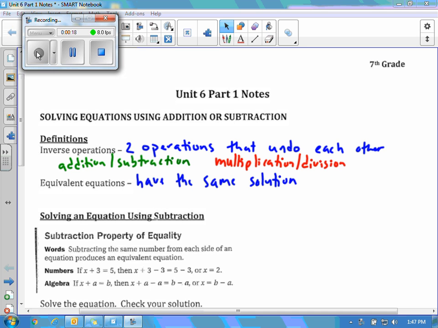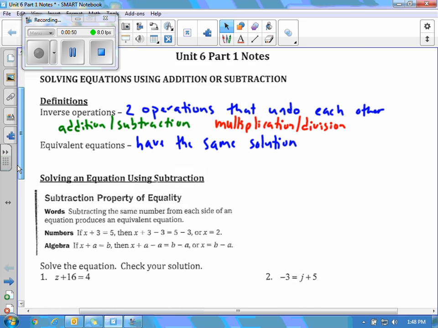First thing you need to do is get down a couple of definitions. First definition is inverse operations. Operations, if you remember, are addition, subtraction, multiplication, division. Those are our four major operations. Inverse operations are two operations that undo each other. So addition and subtraction are inverse operations, and multiplication and division are inverse operations. Our second definition is equivalent equations. Equivalent equations are just equations that have the same solution.